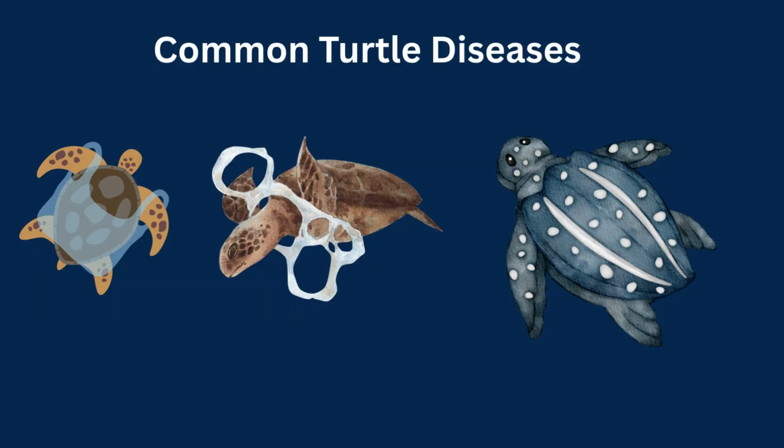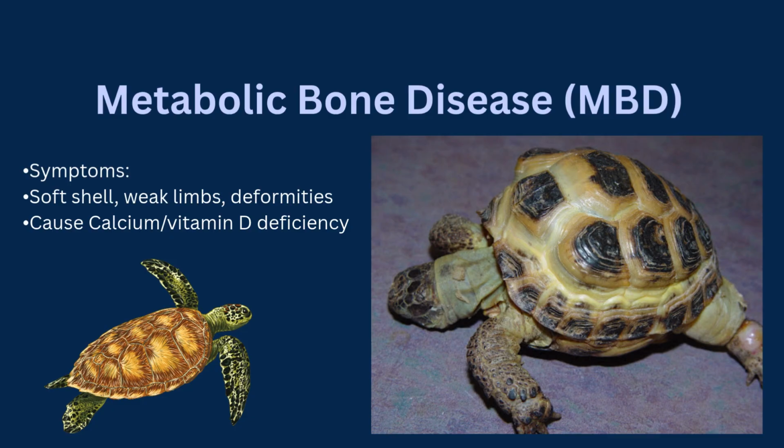Just like fish, turtles can also suffer from diseases, especially if their environment or diet isn't right. Let's explore some of the most common turtle illnesses, starting with one that's often caused by poor nutrition. First is metabolic bone disease, or MBD. This happens when turtles don't get enough calcium or vitamin D, usually from a poor diet or lack of sunlight. You'll notice a soft shell, weak or swollen legs, or even bent bones.